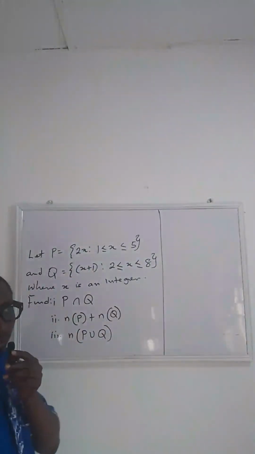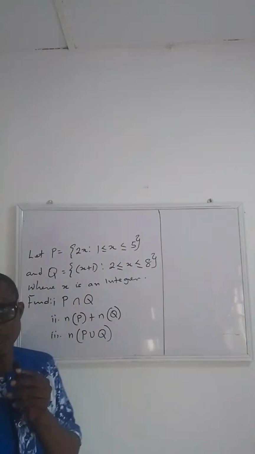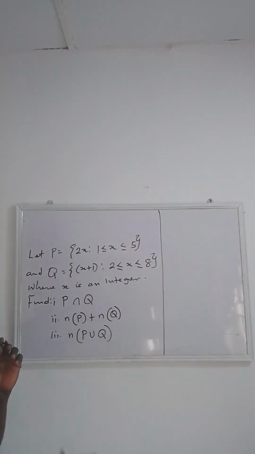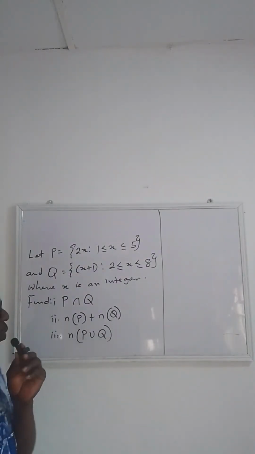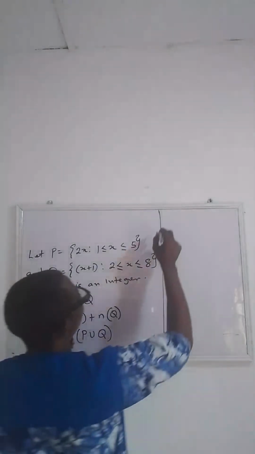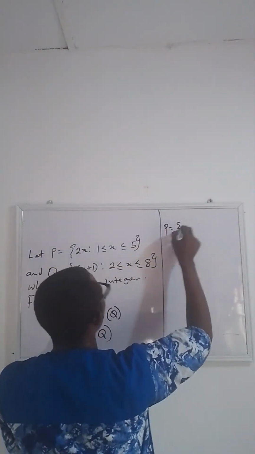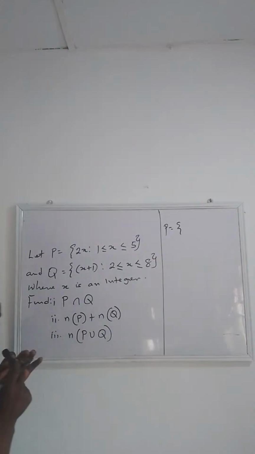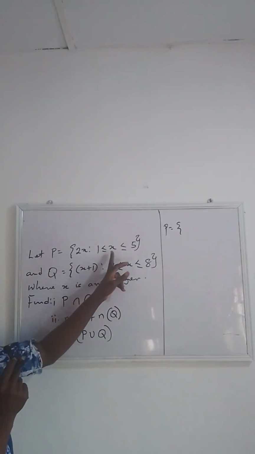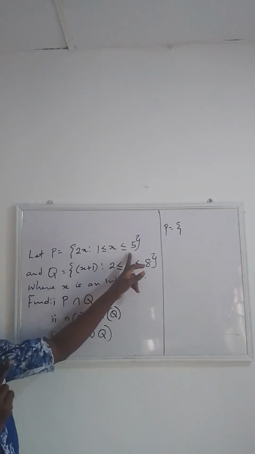So I want us to look at the question together. Carefully listen to me and see how we are going to solve this problem. Now, we are given the set P to be the set of 2x such that 1 is less than or equals to x and less than or equals to 5.